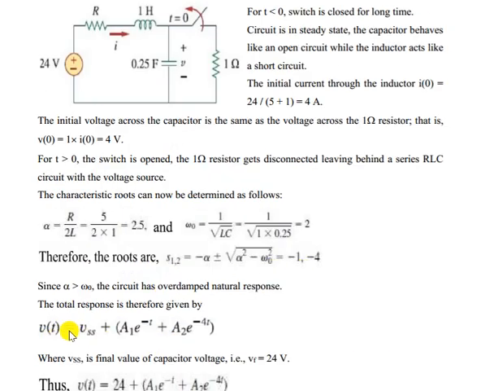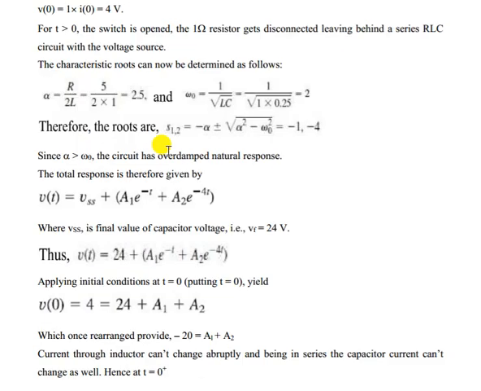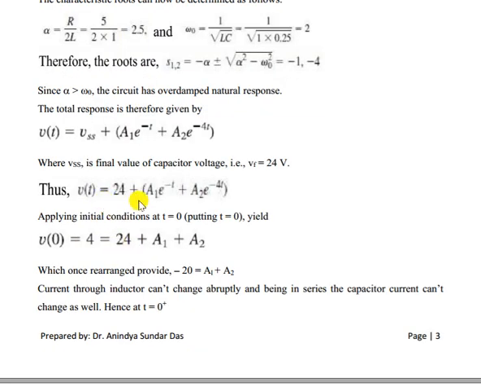Now we have to find out the steady state response after switching operation. And after switching operation, what happens? This 1 ohm resistor is not there, it is disconnected, and in that case, what is the value of the voltage across capacitor? That will be nothing but 24 volt, and current is 0. So the value Vss is nothing but 24. So you got this 24 plus this expression, and already we have found out the value of s by putting the value of alpha and omega 0. Okay, so that s1, s2 value we can put here.